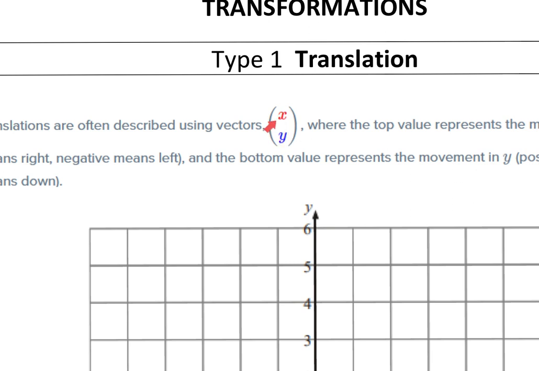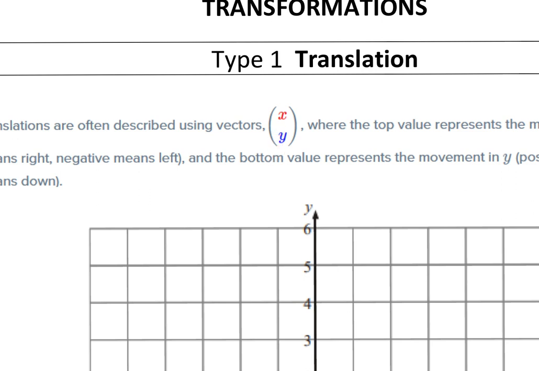The first number is called the x displacement, and it tells you if you move to the right or to the left. So this is the horizontal displacement. If it is positive, this means move to the right. If it is negative, move to the left. Same for the second number, the y displacement. It tells you if you move up or down, so vertical movement. If it is positive, move up. If it is negative, move down.